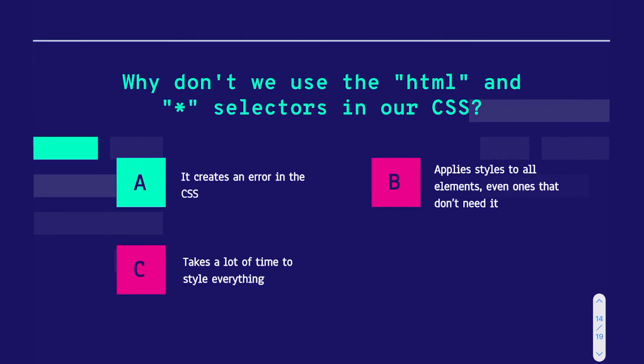All right, next question. Why don't we use the HTML and star selectors in our CSS? A, it creates an error in the CSS. B, it applies styles to all elements, even ones that don't need it. Or C, it takes a lot of time to style everything. The correct answer is B.